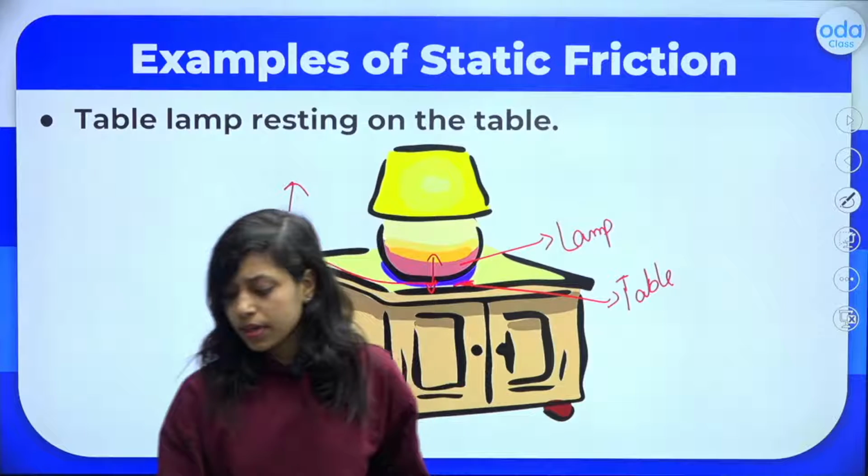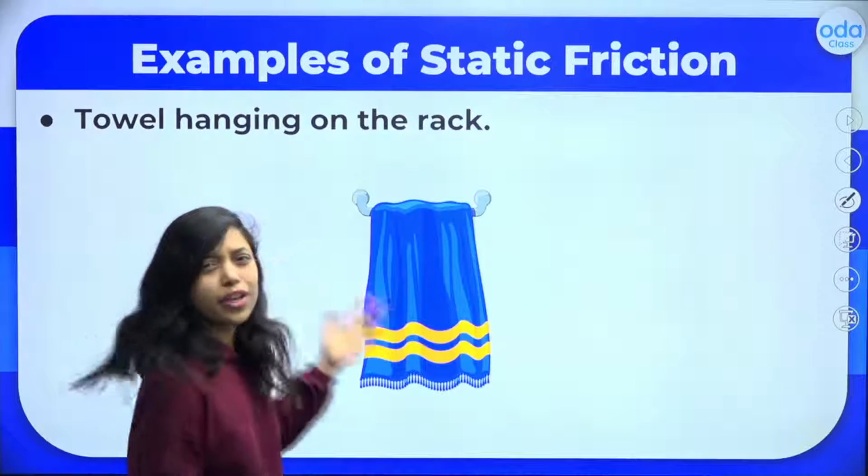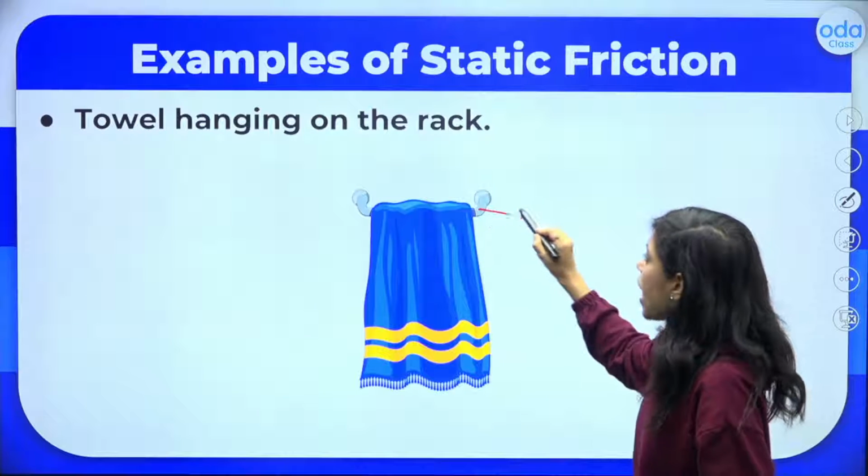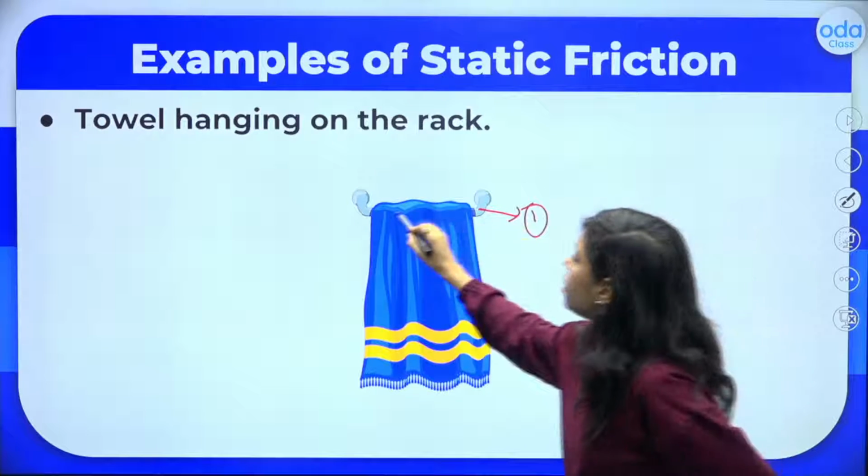This is one example. The second example is very useful in our daily life, right? A towel hanging on the rack. So this is the rack, surface number 1, and the towel, surface number 2.